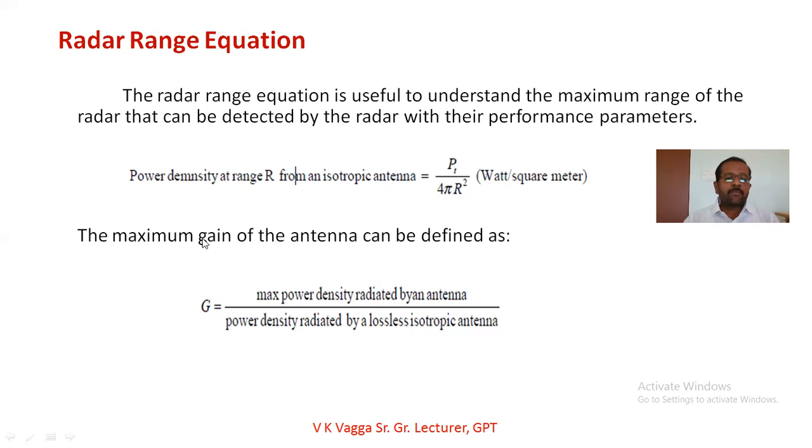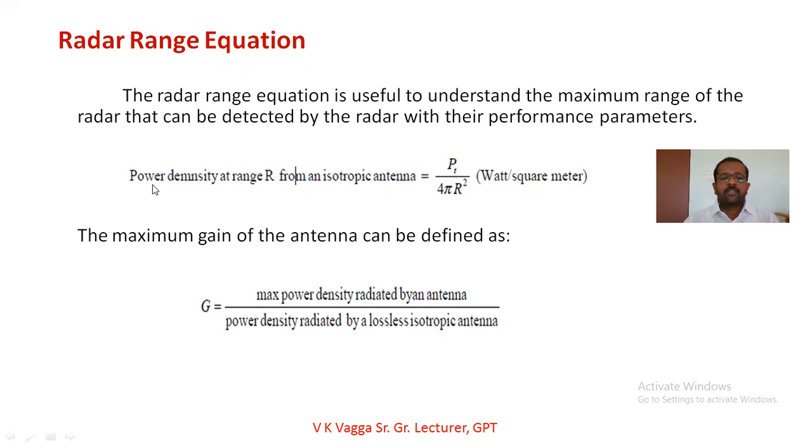Okay, the maximum gain of the antenna can be defined as: gain is equal to the maximum power density radiated by an antenna, divided by the power density radiated by the lossless isotropic antenna. The maximum power is what is radiated by the antenna itself. After radiating, you consider the signal power in all directions, and the ratio of that gives you the gain of the antenna here.